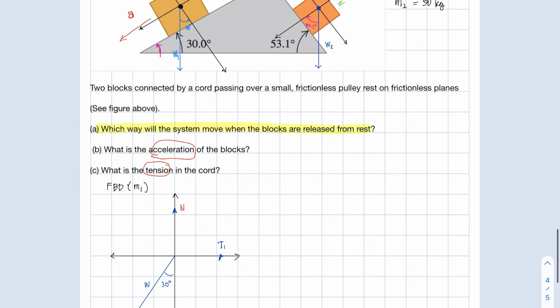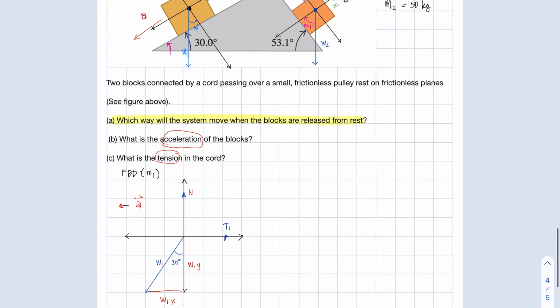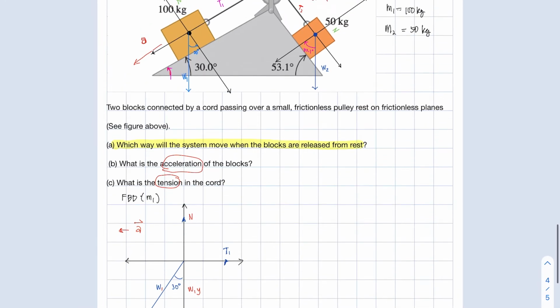And then, okay, you need to note also, just for the sake of getting your direction correct later, that the acceleration is going in this direction. And then, you have these components now. If this is weight sub 1, this is weight sub 1 sub x. And then, this portion here is weight sub 1 sub y, meaning the x component of your weight 1.